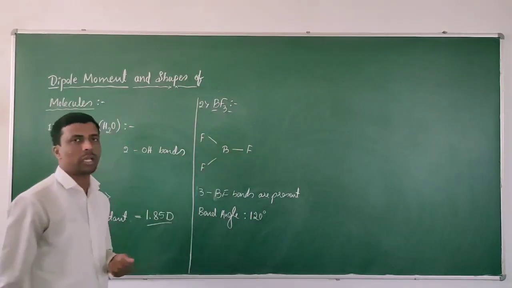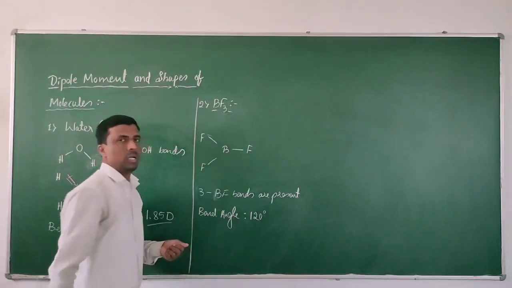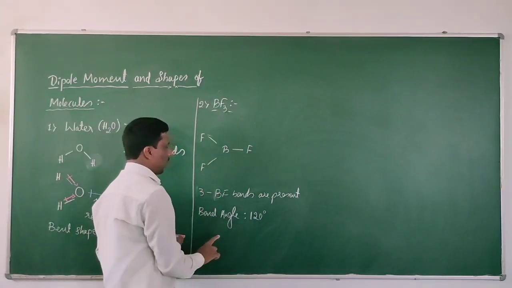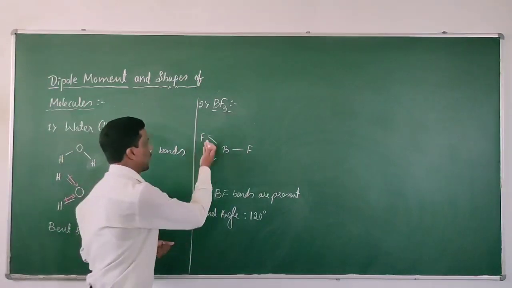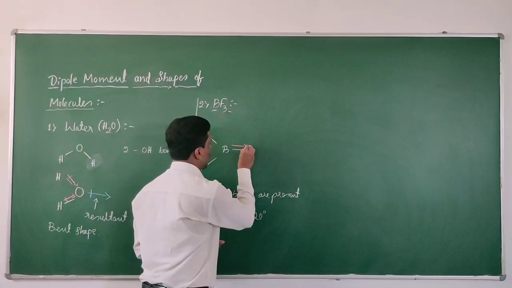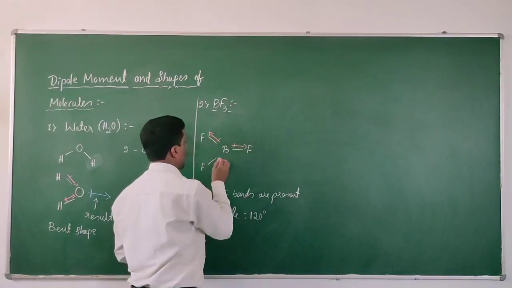Correct, 120 degrees. Draw a triangle 1, 2, 3. In boron trifluoride, fluorine is more electronegative than boron. Therefore, the dipole moment is towards the fluorine in all the 3 boron fluorine bonds.